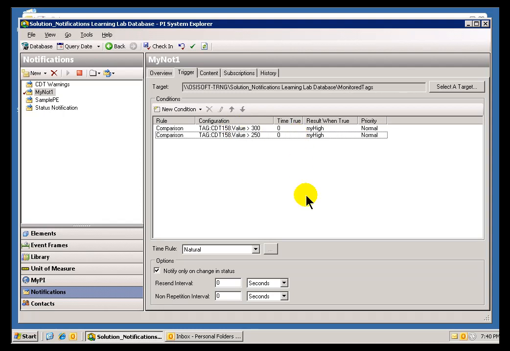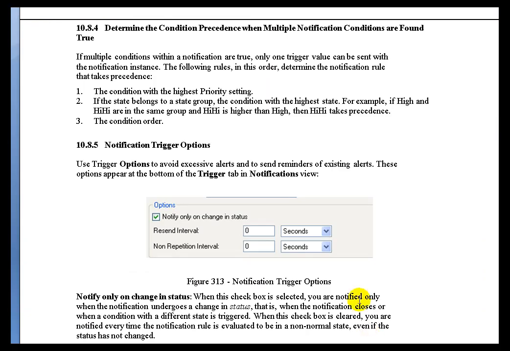Now, these rules have been summarized in the training workbook. You can take a look there if you'd like to see exactly what we're talking about here. But those are basically how we determine what to do in an ambiguous situation in which more than a single condition becomes true at the same time.